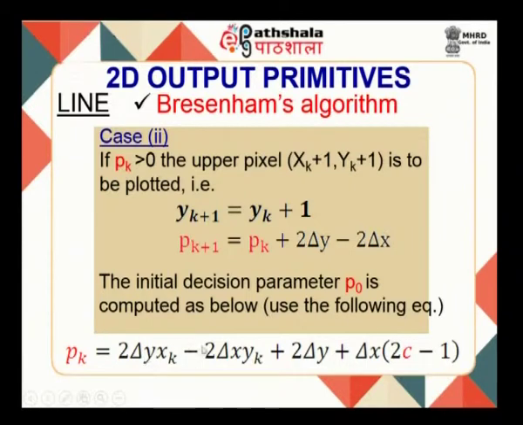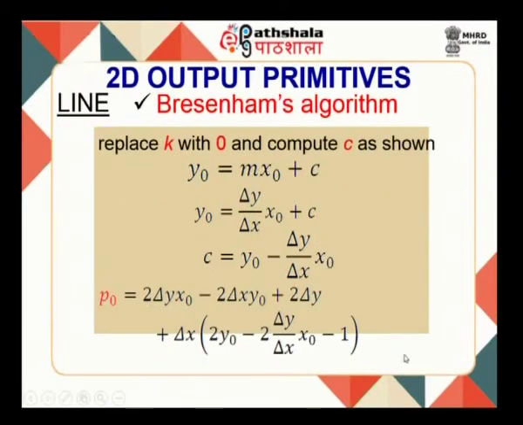If you see, there are delta x's, delta y's, x k's, x, y and so on, except one term which is c, which is an odd man out, and we have to replace c with some other term. Let us see how to compute that c.